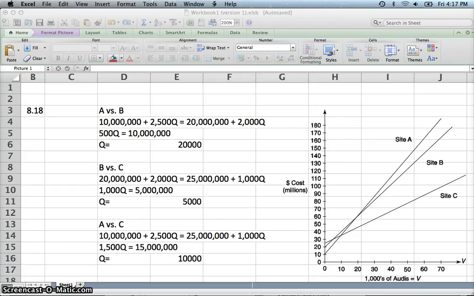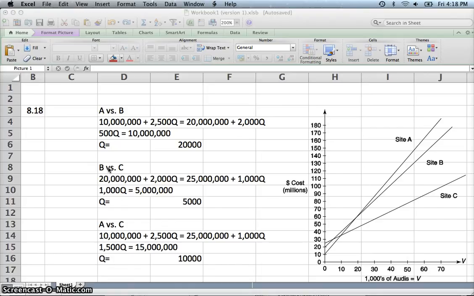Well, we can also use that approach in regards to location, but in this case we have three possible locations. Normally what happens is you simply compare them, site 1 to site 2 and then site 2 to site 3, going from the lowest fixed cost to the highest fixed cost. This data is from 8.18 from the end of chapter 8.